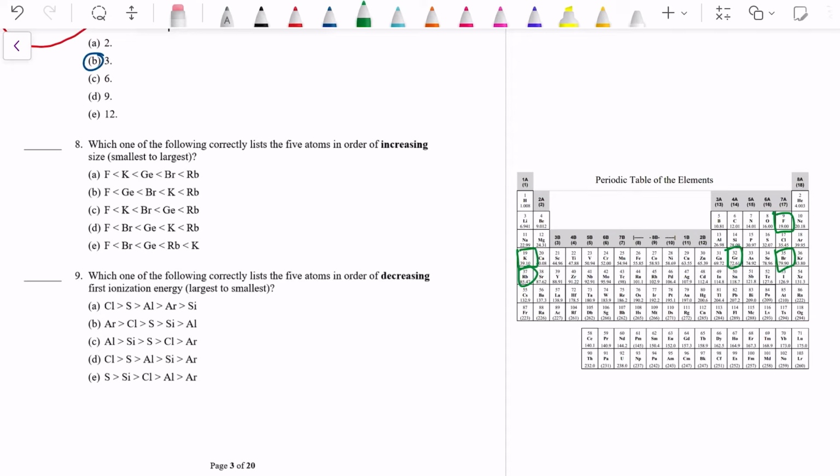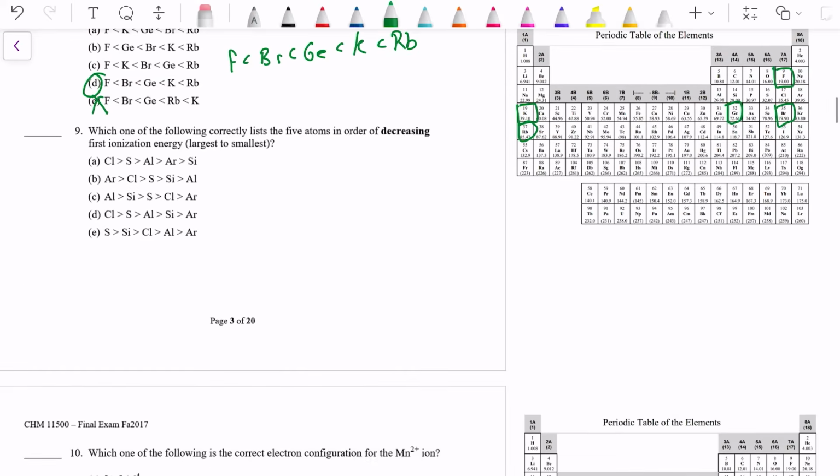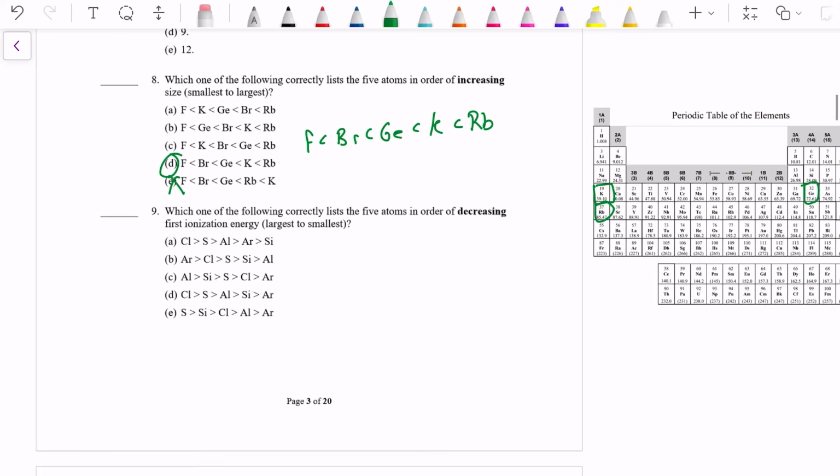So therefore, if they want increasing size, I knew rubidium's the biggest, so it's not E. And then the next biggest is going to be potassium, right? Because potassium's to the left more than germanium and bromine. So it would be potassium, and then germanium, and then bromine, and then fluorine, which is consistent with answer choice D. 8D.